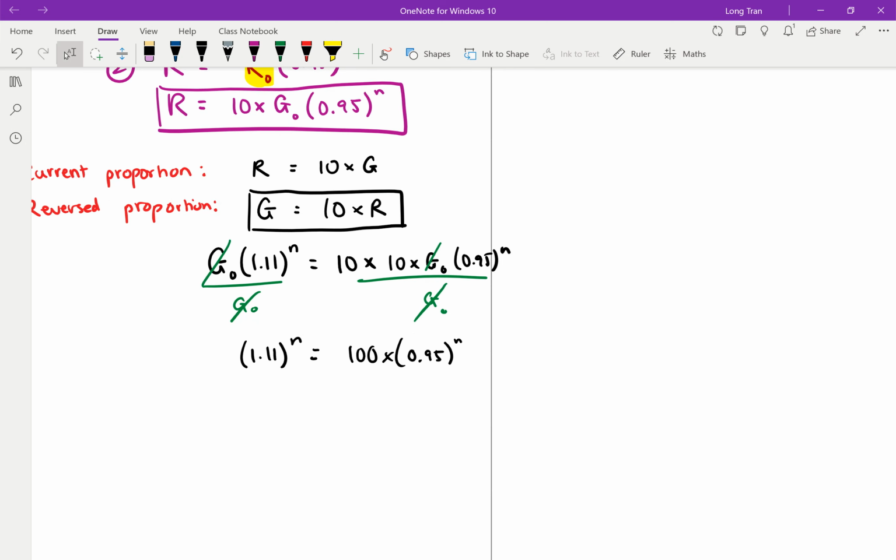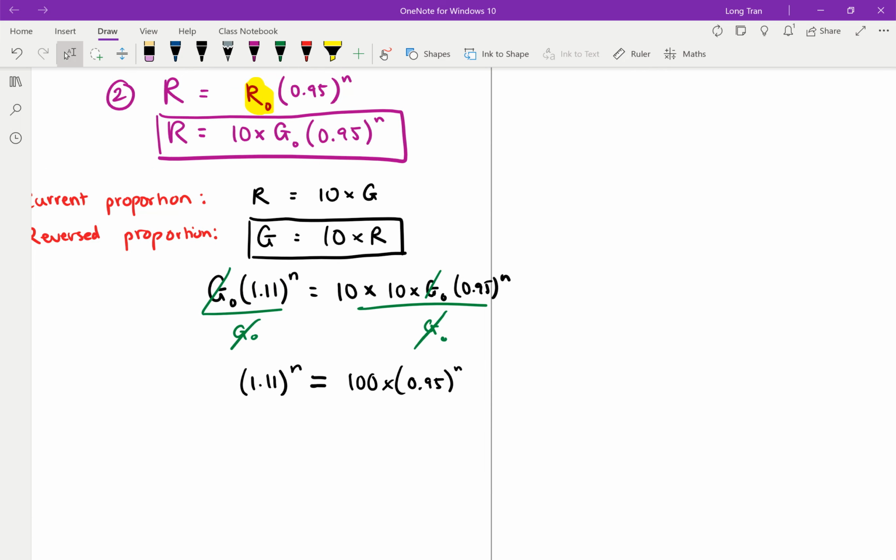So what are we trying to find? We're trying to find how many years, when I say equals, that means this is when the proportions have been reversed.